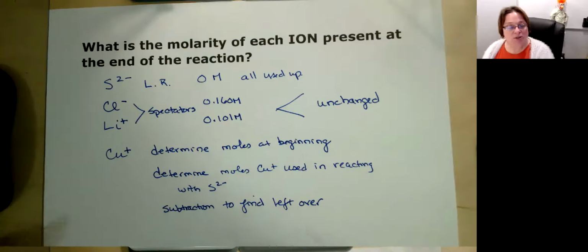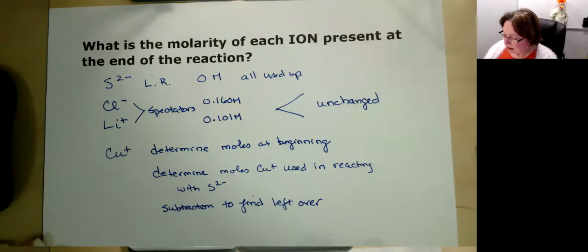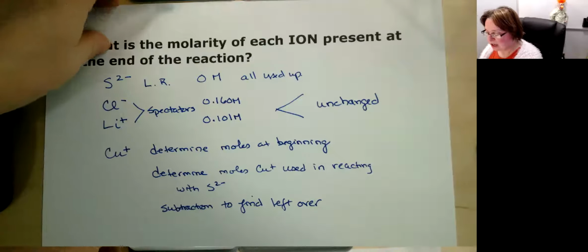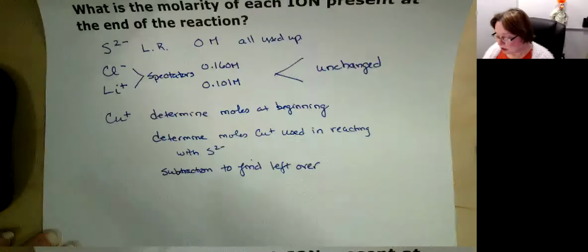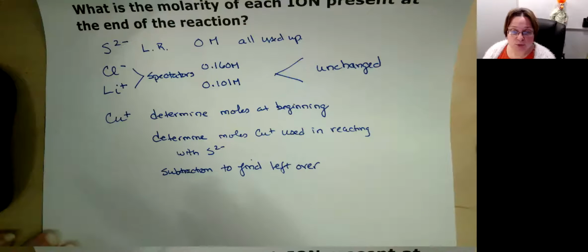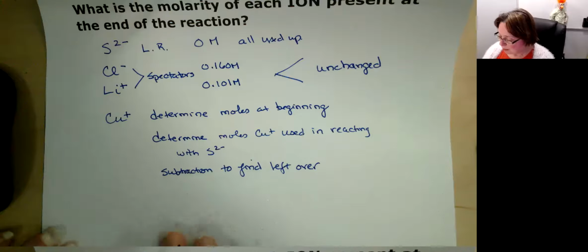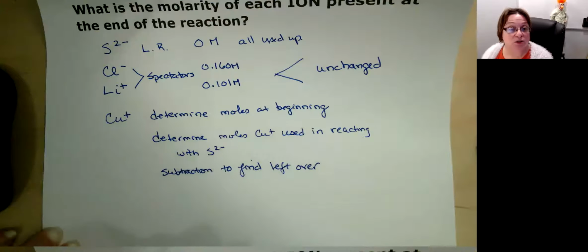Right? So we have to know where we start and what got used up, and that'll tell us what's left over, and we can then convert that into a molarity. Okay? So how are we going to find how much was used? Well, we'll do a stoichiometry calculation. We know how much sulfide was used, so we can relate that to the amount of copper that was used in terms of moles. And to determine the moles at the beginning, we know the original volume and the original concentration, so we can find moles there.